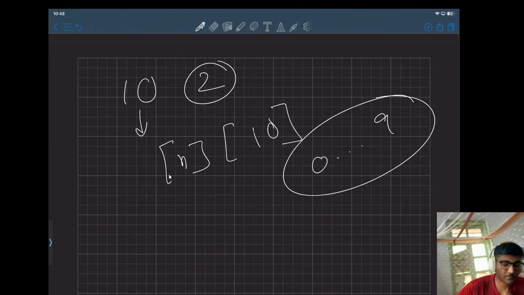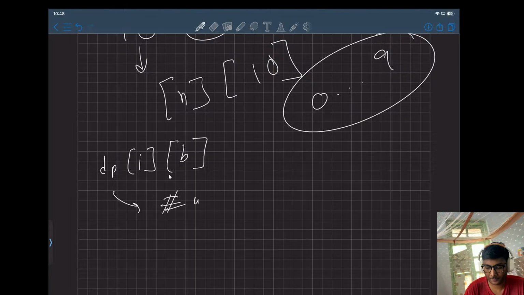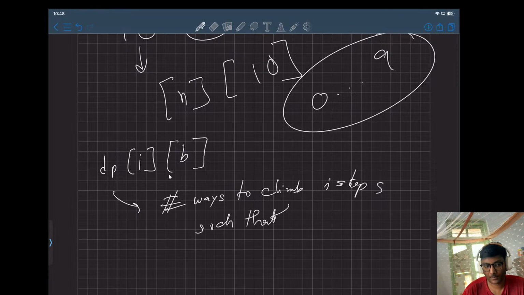So I can just say that dp of i, b equals the number of ways to climb i steps such that i modulo k equals b.